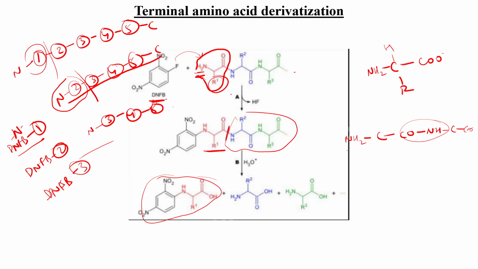For DNA sequencing, we were analyzing each nucleotide by either chain termination or by chemical modification. In this case, this is also a type of chemical modification, but this is terminal modification. Terminal amino acid is modified.